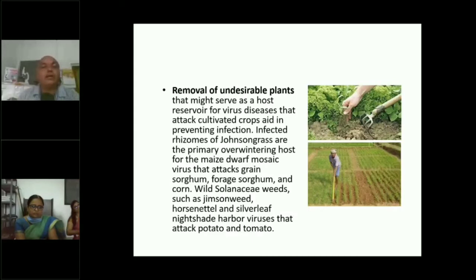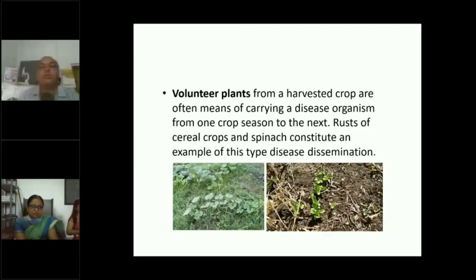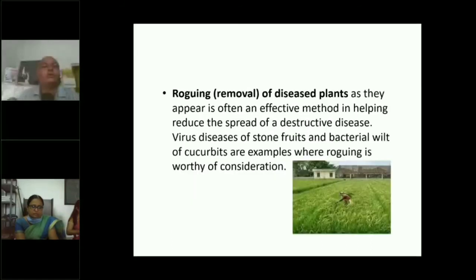We always recommend roguing, the removal of diseased plants, for most viruses. We generally advocate these roguing practices, and in seed production also we rogue the plants which we don't want. Virus diseases and bacterial wilt disease of cucurbits are examples where roguing is very, very important.